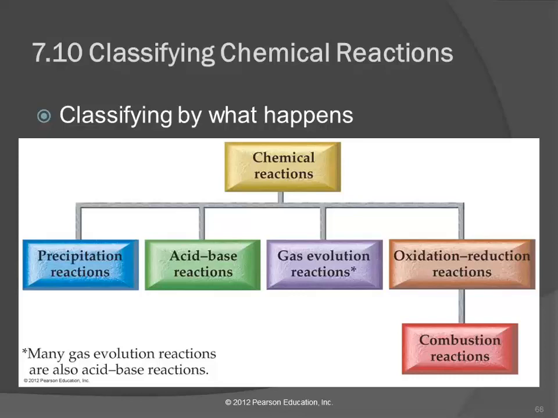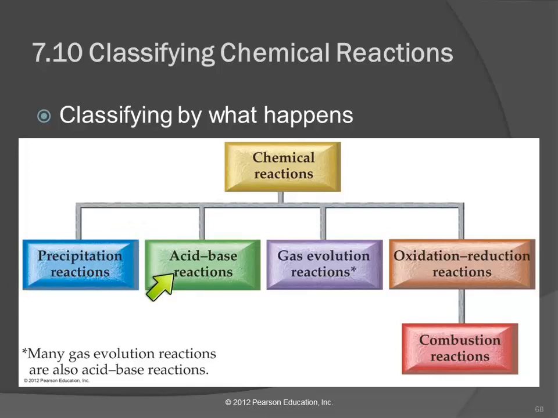And there are different ways to classify, just like we can classify by color or by shape. We can classify by what happens or by what the atoms are doing. So let's first look at classifying by what happens. So these are the categories. A precipitation reaction: you mix two solutions together and a precipitate forms. It's by observation of what happens. Okay, so that's a precipitation reaction.